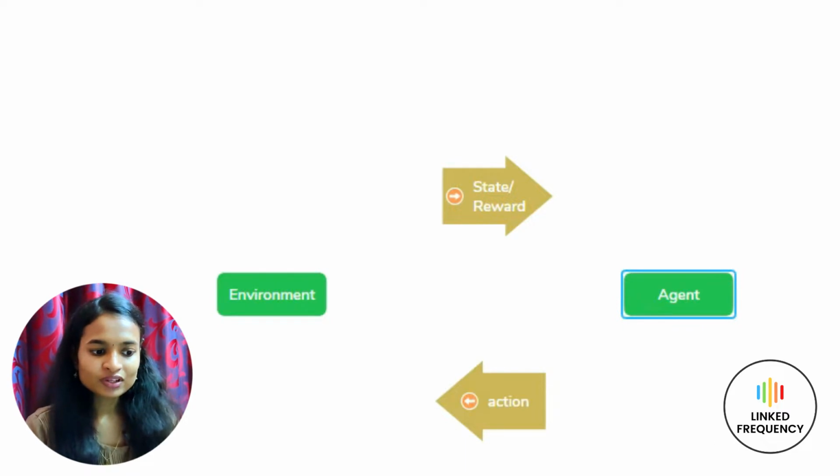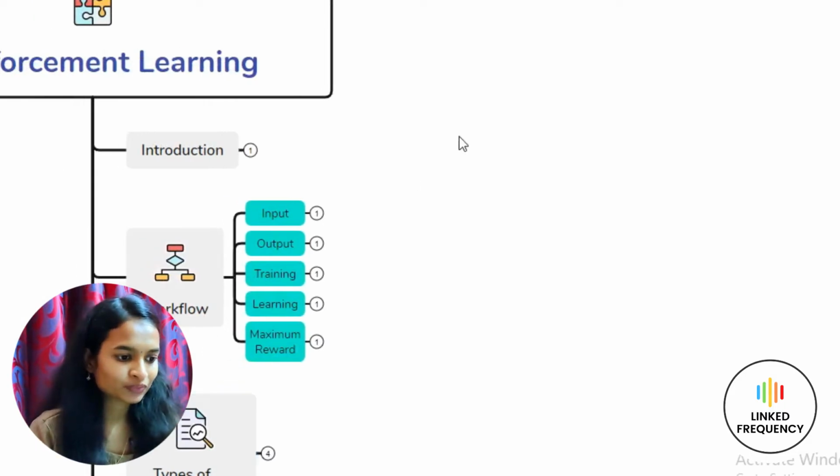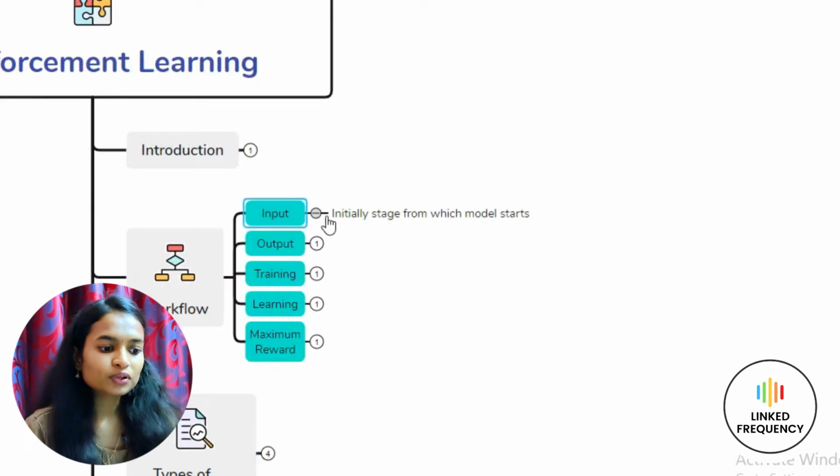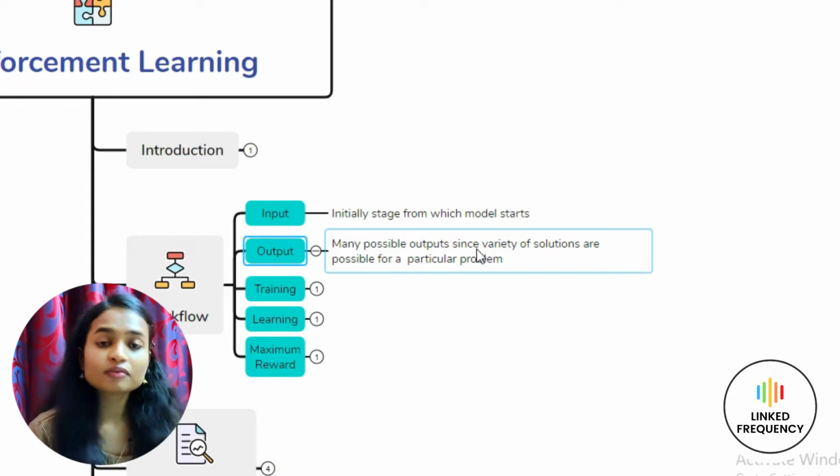If you notice here, there is no dataset given with labeled data. It is all by the agent, and by its experience it is trying to learn. Now let us understand the terminologies in a better way. Firstly, input. Input is something we provide to the initial stage for the model to start. Then the output. Since the action, the approach taken by the agent, can be anything, the output varies in multiple forms. But the ultimate result or end goal is the same.